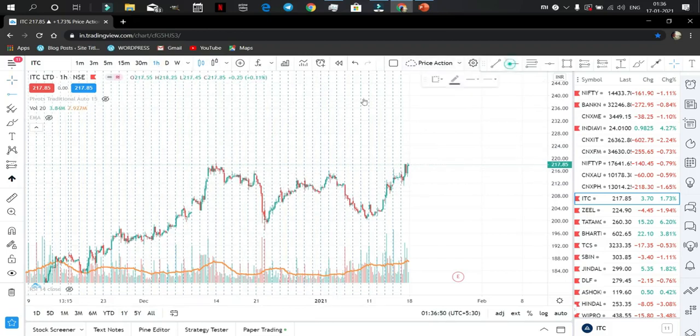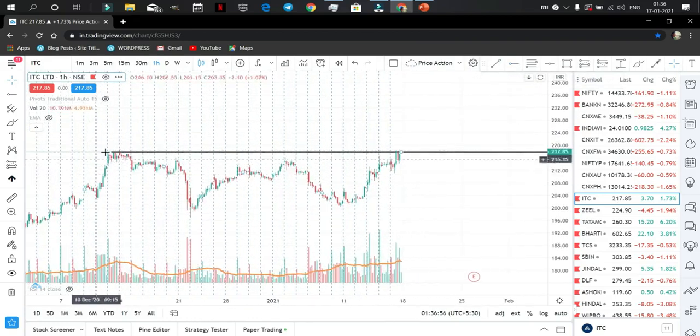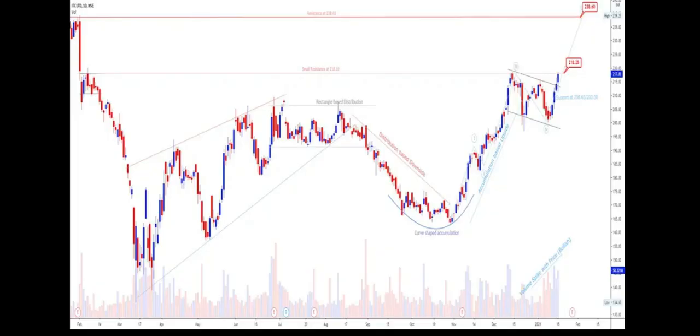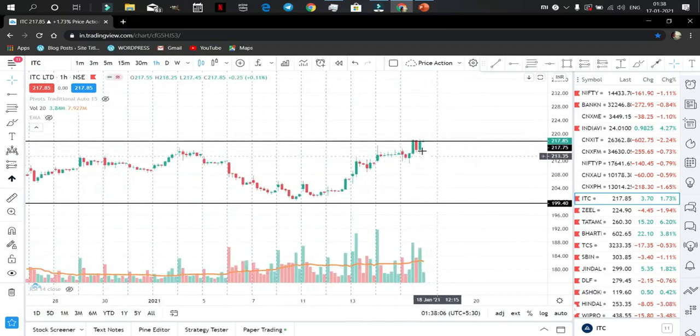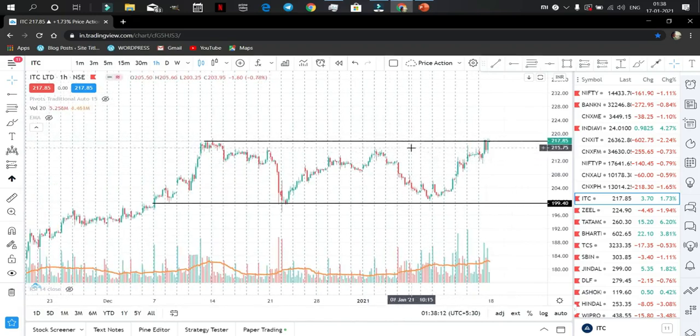So this is ITC's chart on the 1 hour time frame, and you can see that this is an important level because the stock came up to this level, took a little resistance and came back down, went up to that level, came back down, and now it is trading in that region. Now if you look carefully, there is a strong possibility that ITC will give you a breakout, and there's also a head and shoulders pattern on ITC's chart.